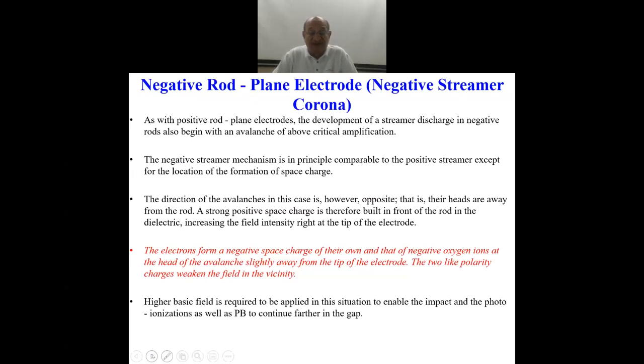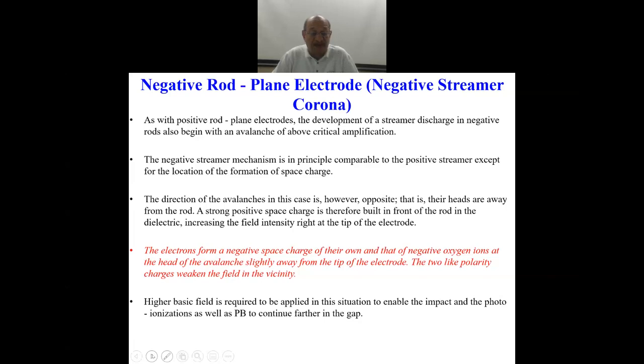Negative rod plane electrode: the same as we analyzed in the case of needle plane electrode, for the rod plane electrode also, when we apply negative voltage to the rod, it has been analyzed here. We can quickly read, the same process actually develops, but in a different form, as the whole breakdown process takes place when we change the shape of the electrode from needle to rod. The depth to which the process is able to develop becomes more, and the breakdown or discharge process takes place with above critical amplification of avalanche.